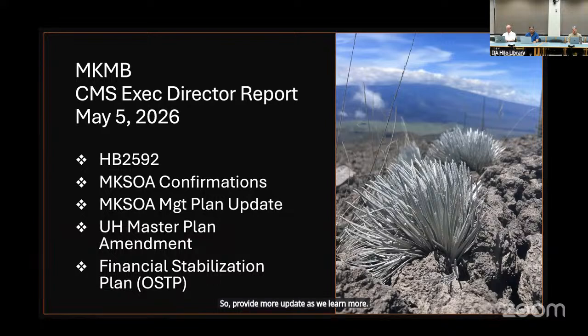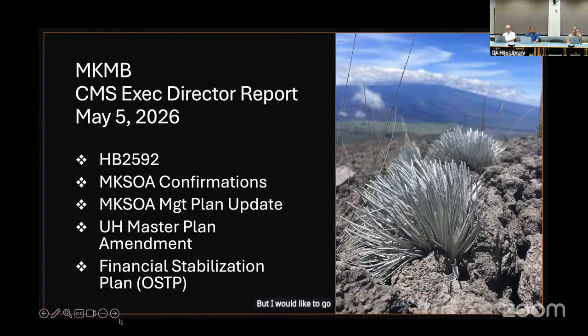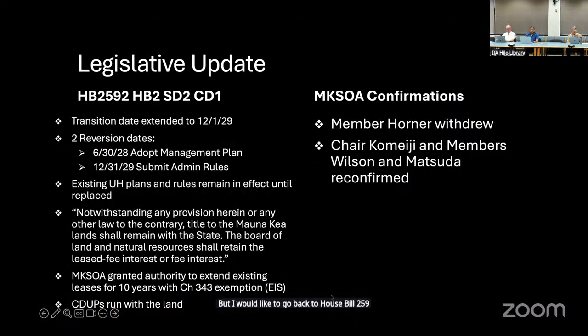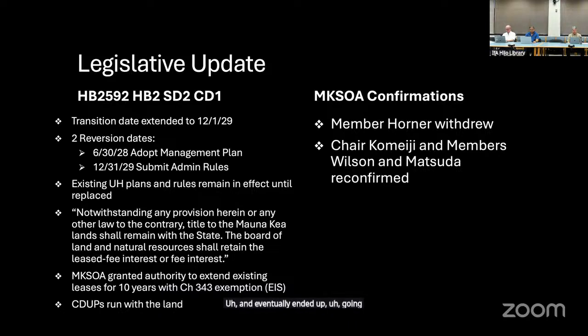And then on the UH master plan amendment, other than it is being worked on, I don't have any further updates on that. But I would like to go back to House Bill 2592 and give you a quick summary of the status. As we've been keeping you apprised, this bill has gone through a number of different drafts, both on the House side and the Senate side, and eventually ended up going to conference committee to iron out the differences between the two versions.